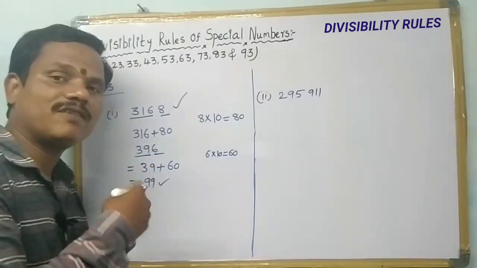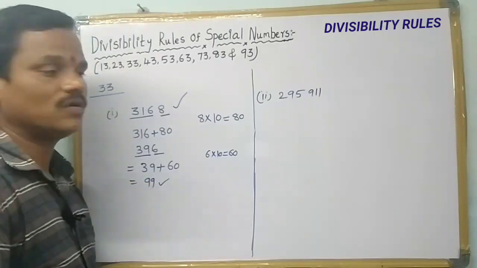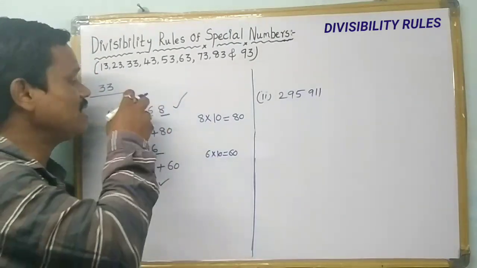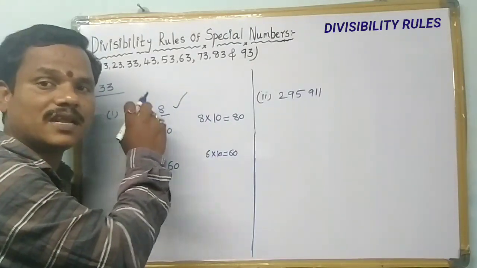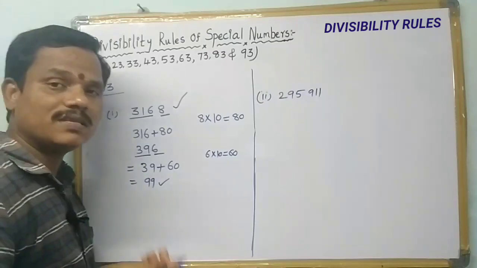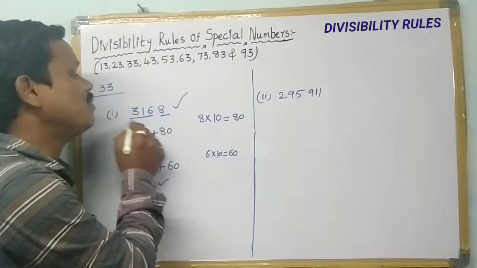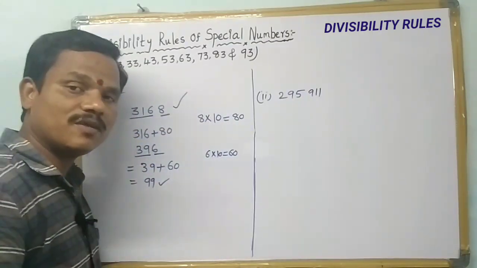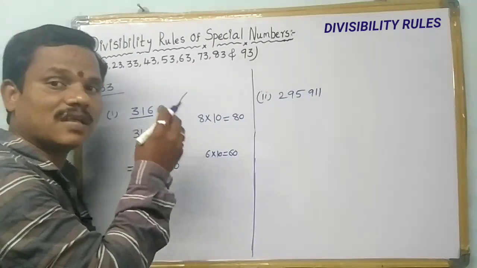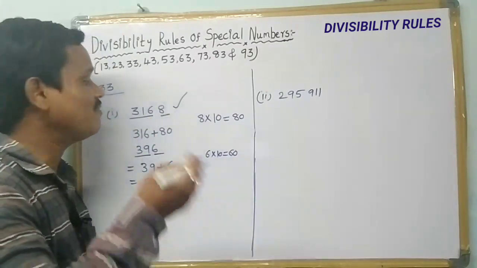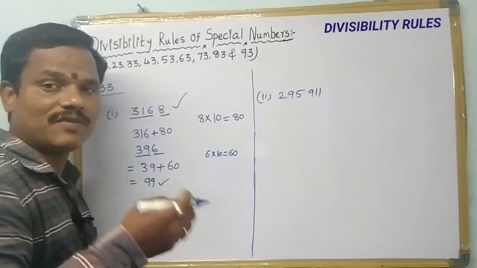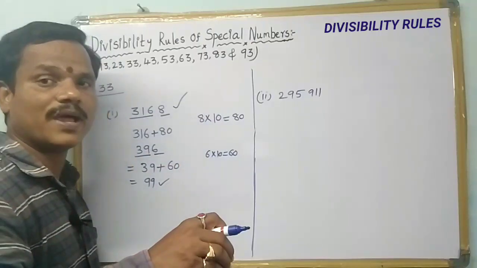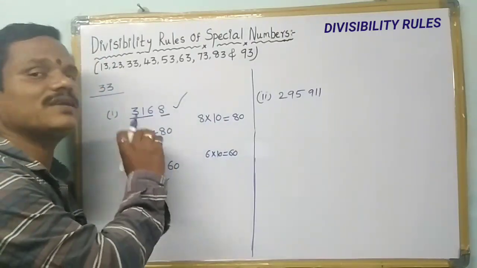Now the divisibility rule of 33 we can say in another way also. If the given number is divisible by 3 and divisible by 11, then the number is divisible by 33. What is the divisibility rule of 3? If the sum of the digits is divisible by 3, the number is divisible by 3. Next, what is the divisibility rule of 11? The difference of the sum of the digits at even places and the sum of the digits at odd places is divisible by 11. That is, the number is divisible by 11.